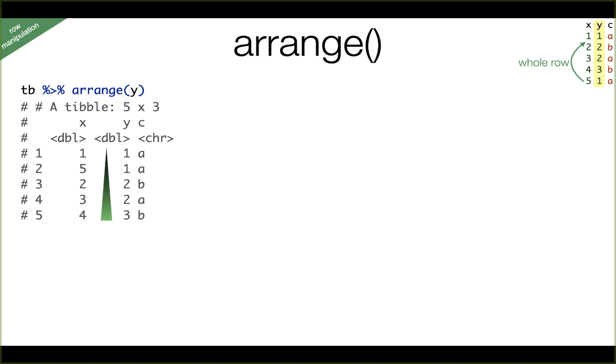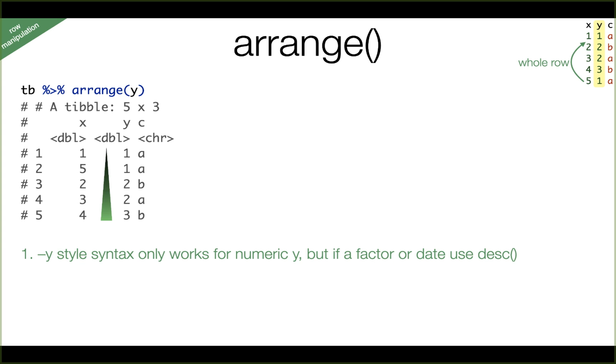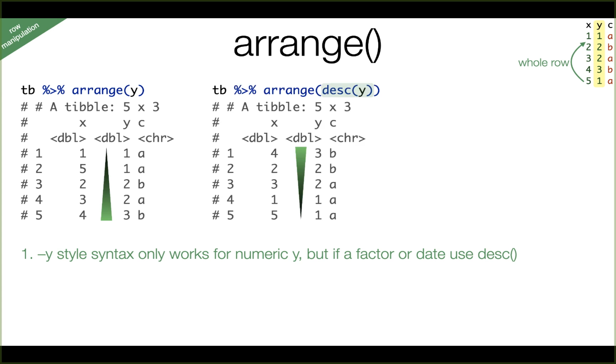Now, if we wanted to sort it the other way, in so-called descending order, we could have typed in TB piped into arrange minus Y. So sort it in ascending order by minus Y. That would actually work for numeric Ys, but it wouldn't work if Y was a factor or a date. In those cases, you're going to want to use this desc or descending function. So TB piped into arrange desc Y.